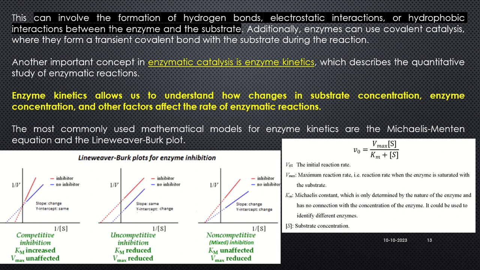It could be used to identify different enzymes. The Michaelis constant Km is only determined by the nature of the enzyme. Therefore, it could be used to identify different enzymes. And as you know, this can also be asked: write down the Michaelis Menten equation. So you have to write the initial rate of reaction V0 equals Vmax [S] divided by Km plus [S]. Now you have three figures with a graph, x-axis and y-axis, horizontal and vertical.